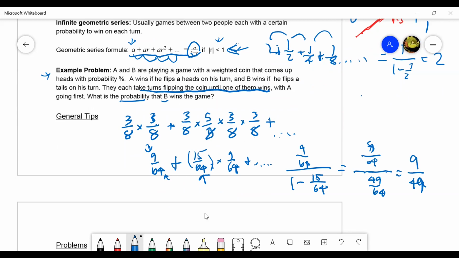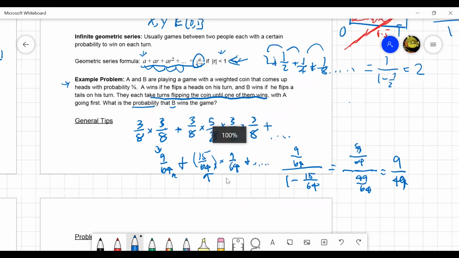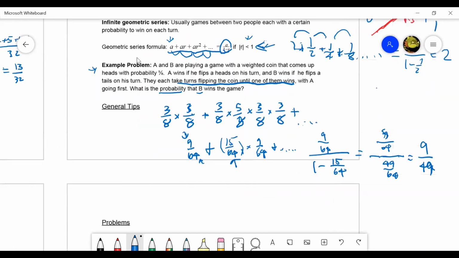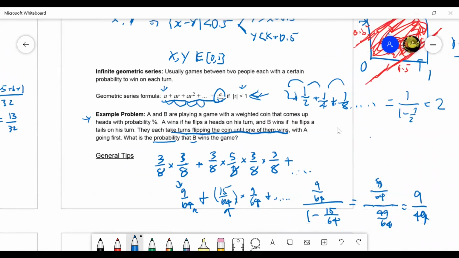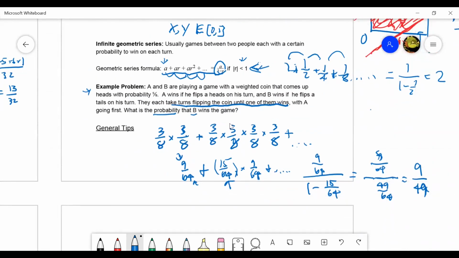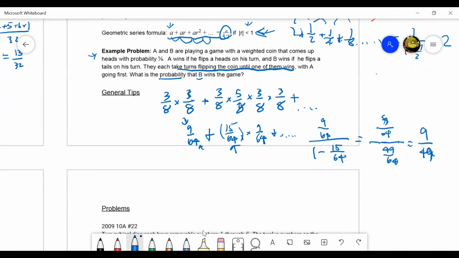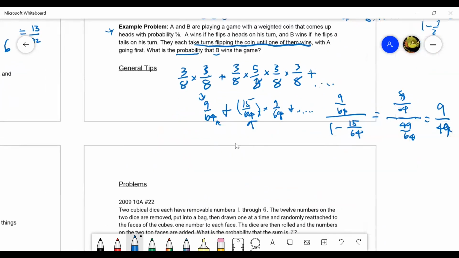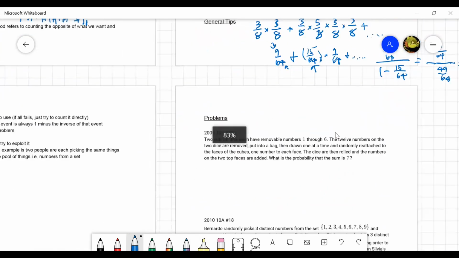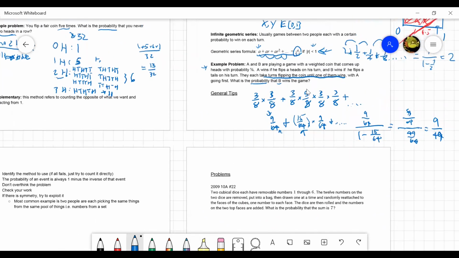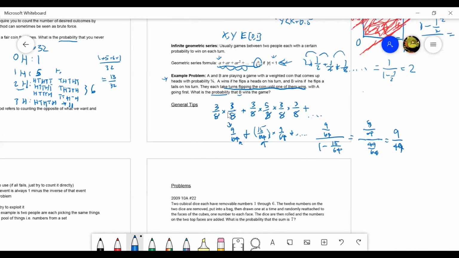So yeah, that would just be how these infinite geometric series problems would work. But you don't see them too often, so just know you can keep it in the back of your mind. But yeah, I think that should be it. Okay, that's it on the notes.